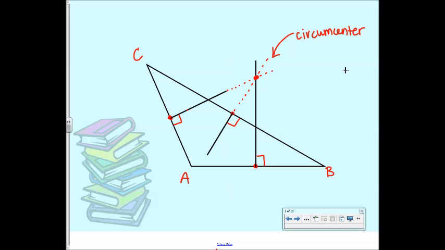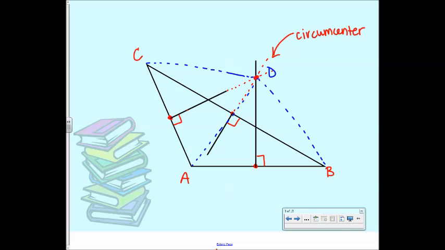Now from this point, from the circumcenter to every vertex is congruent. So from here to here, from here to here, and from here to here. C, let's call this D. CD is congruent to AD, is congruent to BD. So when you draw from the vertex to the circumcenter, those 3 are all congruent.